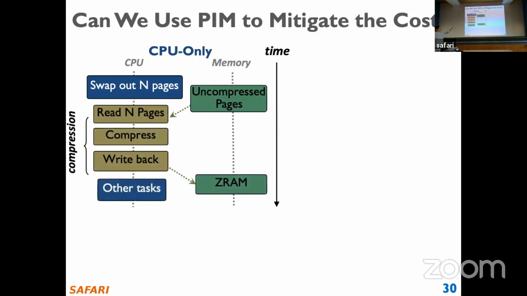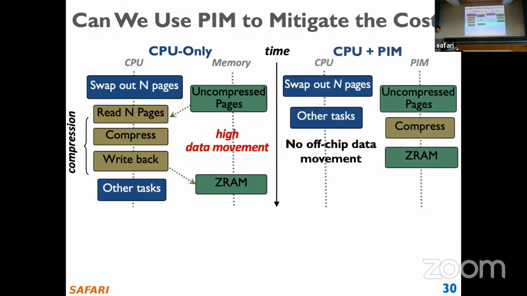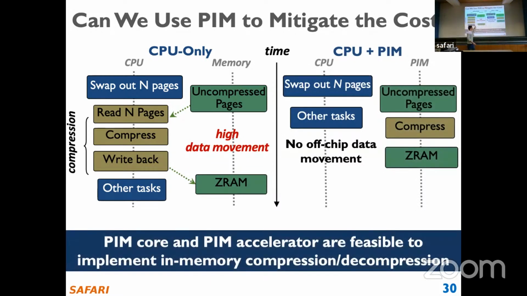Instead of in the baseline, in the typical CPU-only system, where you want to swap out pages, you need to read the compressed pages from memory to the processor, read the pages, compress them, and then write them back onto the ZRAM. With PIM, what you can do is simply offload all the compression to the memory side, to some PIM core or PIM accelerator there, and directly write to ZRAM. In the meantime, the CPU can simply be idle or can perform other tasks.